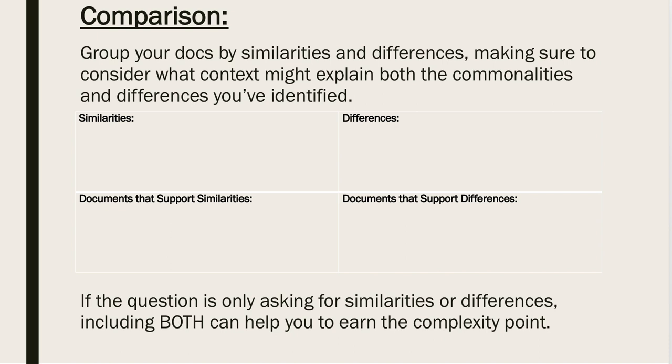Now, this is not going to apply for either of your first DBQs, but eventually you're going to get a DBQ that has a comparison in it as well. And if the question is only asking for similarities and you could also discuss differences, that could help you get the complexity point and vice versa.